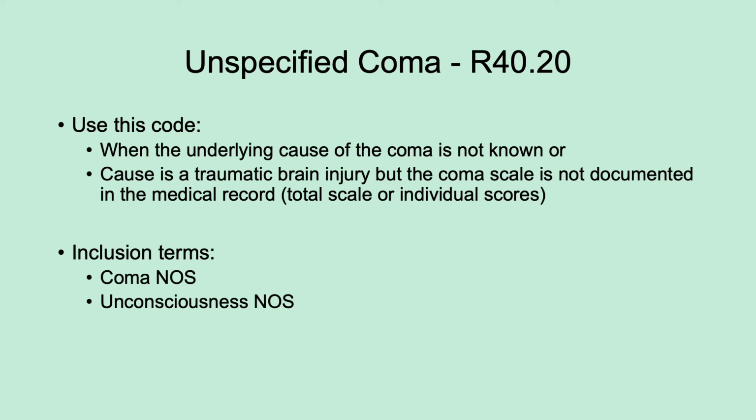Let's look first at R40.20. So use this code in two possible situations. The underlying cause of the coma is not known. Is it traumatic? Is it non-traumatic? We don't know. It's not documented. You can also use this one if the cause is traumatic, but the coma scale is not documented, either total scale, individual scores, whatever. It's just not documented. Now, under unspecified coma, there are inclusion terms: coma NOS and unconsciousness NOS.